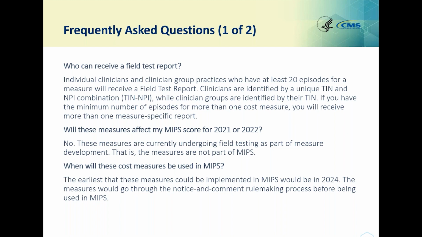Since these measures are in development, we first have to finish development, which is expected to be around mid-2022. Then CMS can consider whether the measure should go to the National Quality Forum's Measure Applications Partnership, or MAP, which is a multi-stakeholder group that reviews measures and provides input to CMS about the use of measures in various programs. This is part of what we call the pre-rulemaking process. If CMS decides to move forwards with the measure after that step, the measure would go through notice and comment rulemaking, and the earliest that the measures could be used in MIPS is 2024.